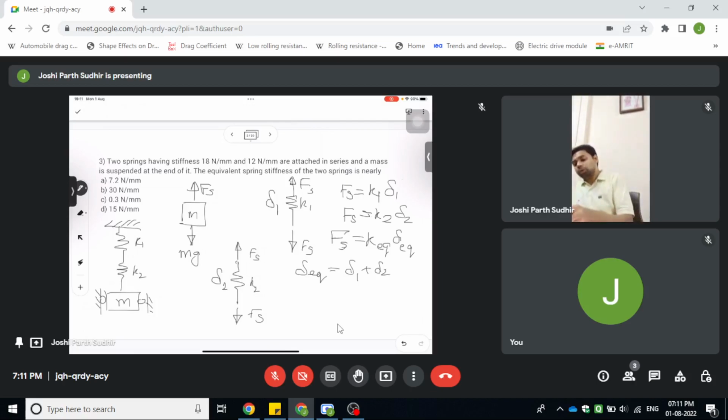So now we use these expressions for the Hooke's law, and if we express the deflection in terms of the force and the stiffness, Fs divided by K equivalent will be the expression for delta Eq, and similarly we can write delta 1 as Fs upon K1, plus delta 2 similarly as Fs upon K2. So now we got an expression in terms of the equivalent spring stiffness and K1 and K2. So now we can simplify this expression further.